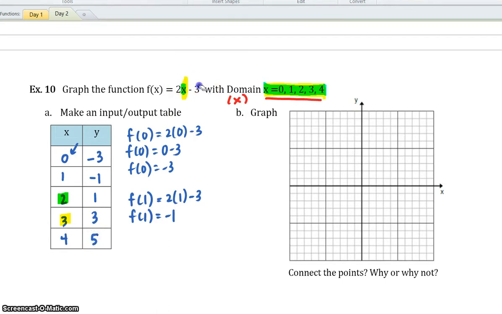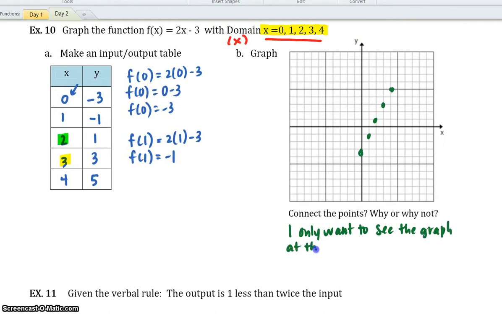Now, I just want to remind you, they gave me a domain, which means I only want to see the graph at those 5 values. So when I graph this, 0, -3, 1, -1, 2, 1, 3, 3, and 4, 5, I will not connect the dots. Alright, I only want to see the graph at the given domain values.